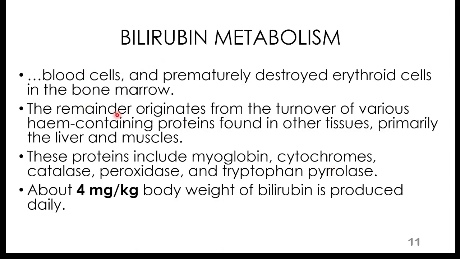So we said 80% of bilirubin is gotten from senescent blood cells and prematurely destroyed erythroid cells in the bone marrow. The remainder originates from turnover of various heme containing proteins. So we must know that it's not only hemoglobin that contains heme. There's also myoglobin, for instance, inside the muscles and some other substances. All right.